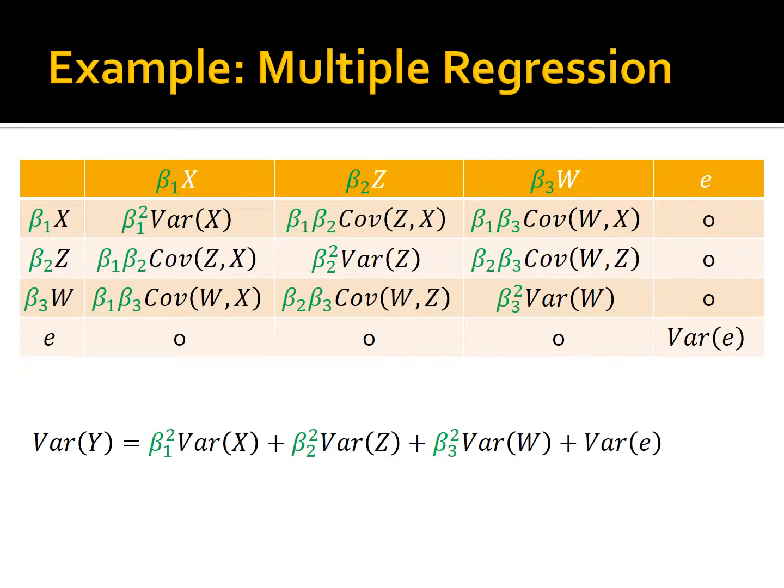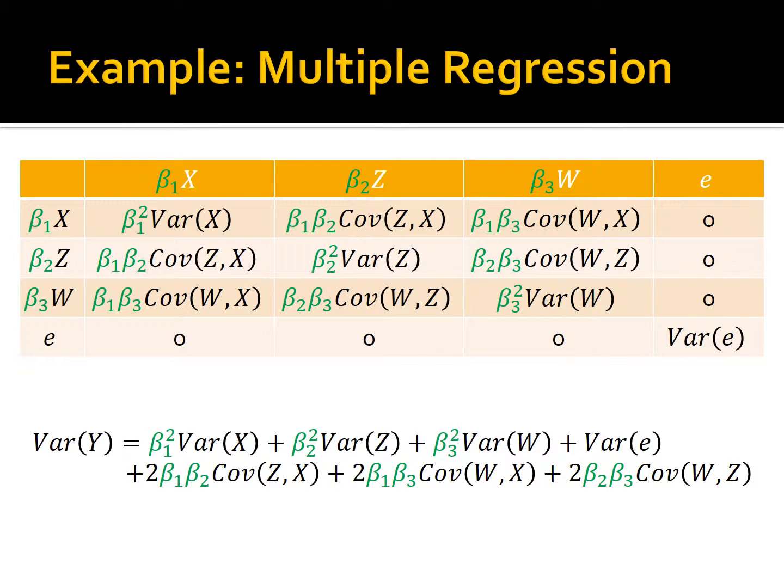So the variance of y is equal to the sum of all elements in the matrix. So equal to beta 1 square variance of x, beta 2 square variance of z, plus beta 3 square variance of w plus variance of e. These are all on the diagonal elements. Then we add off diagonal elements, so plus 2 beta 1 beta 2 covariance of z and x, 2 beta 1 beta 3 covariance of w and x, plus 2 beta 2 beta 3 covariance of w and z.